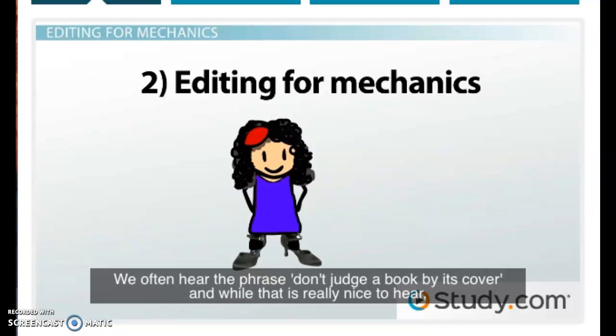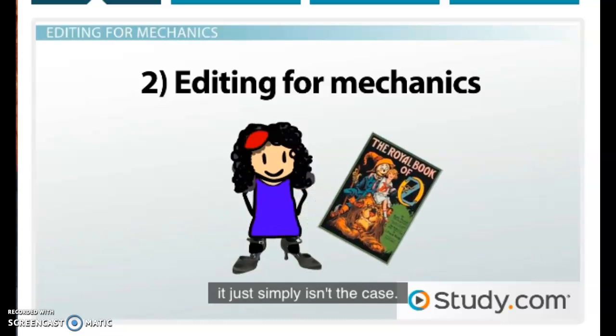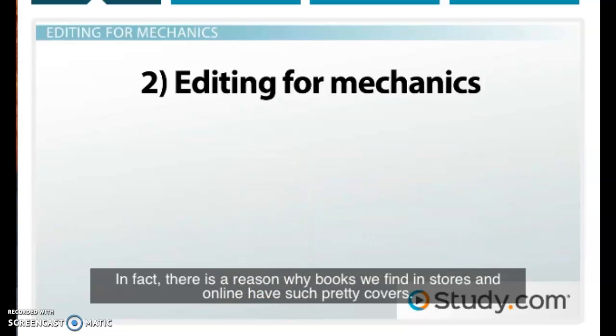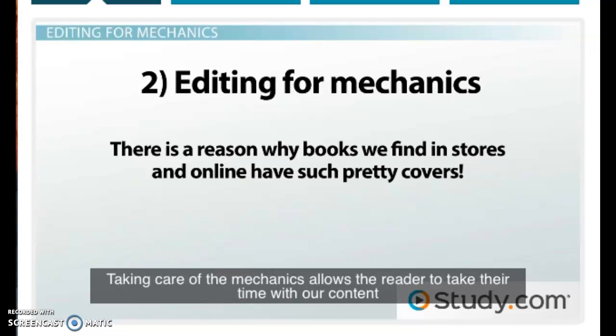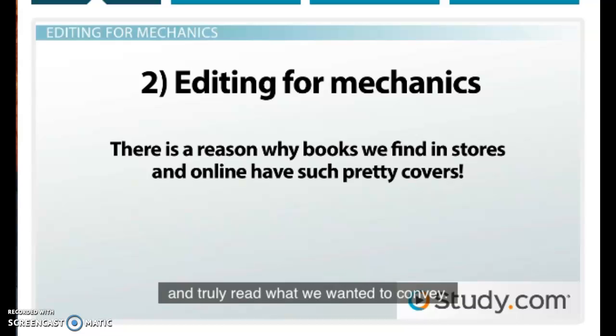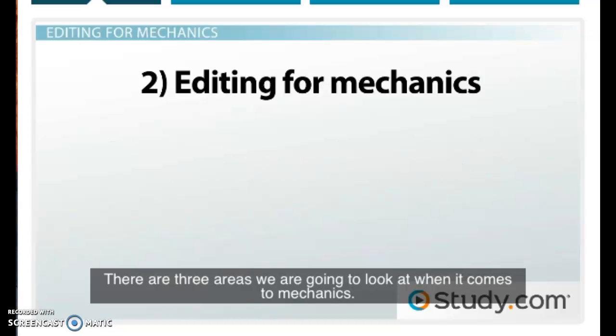We often hear the phrase, "Don't judge a book by its cover." And while that is really nice to hear, it just simply isn't the case. In fact, there is a reason why books we find in stores and online have such pretty covers. Taking care of the mechanics allows the reader to take their time with our content and truly read what we wanted to convey. There are three areas we are going to look at when it comes to mechanics.